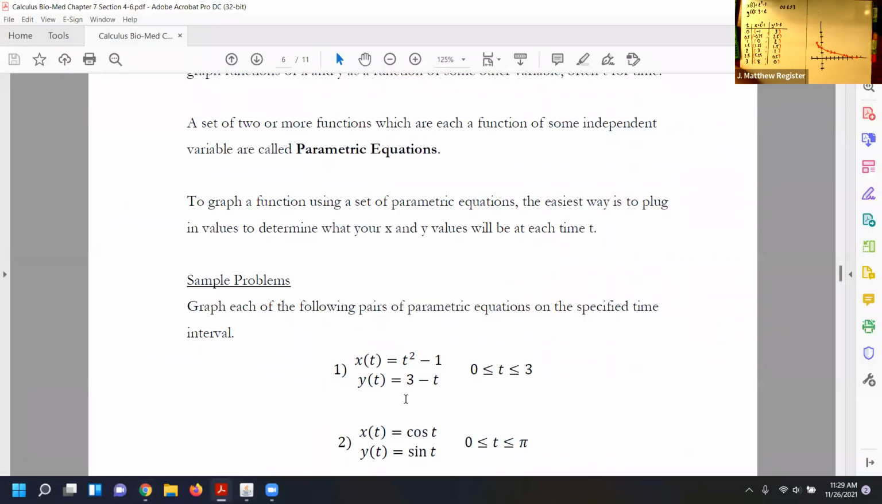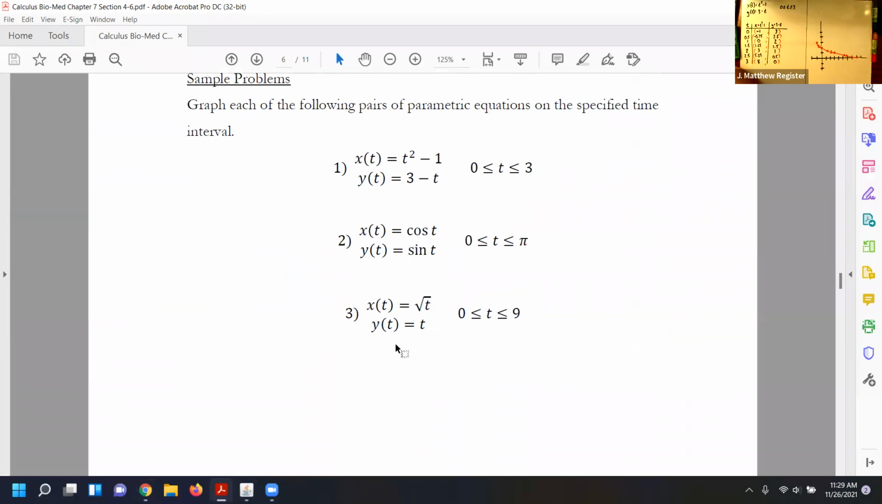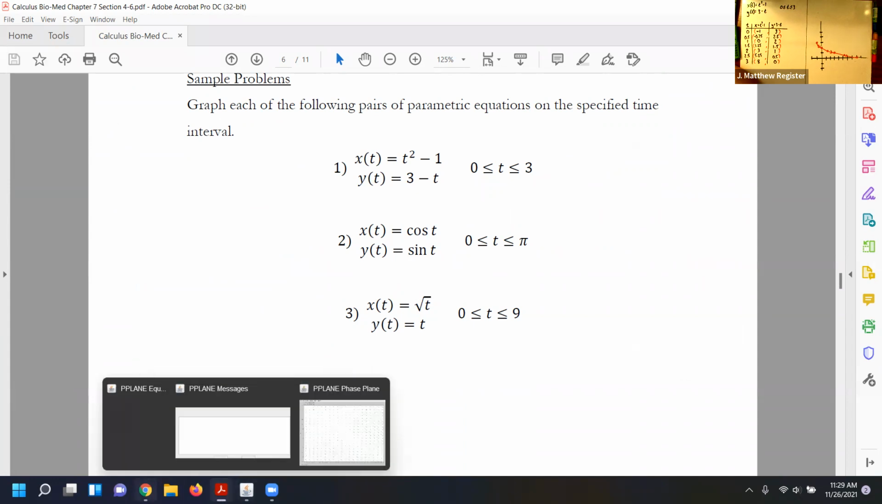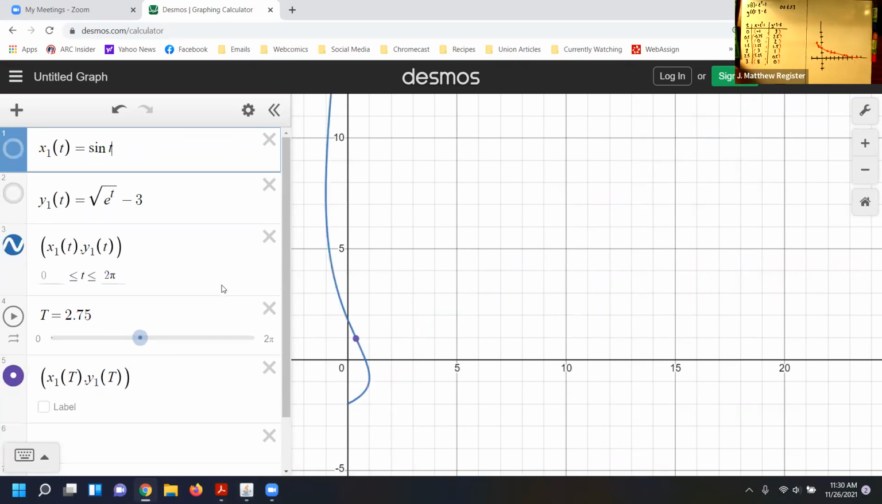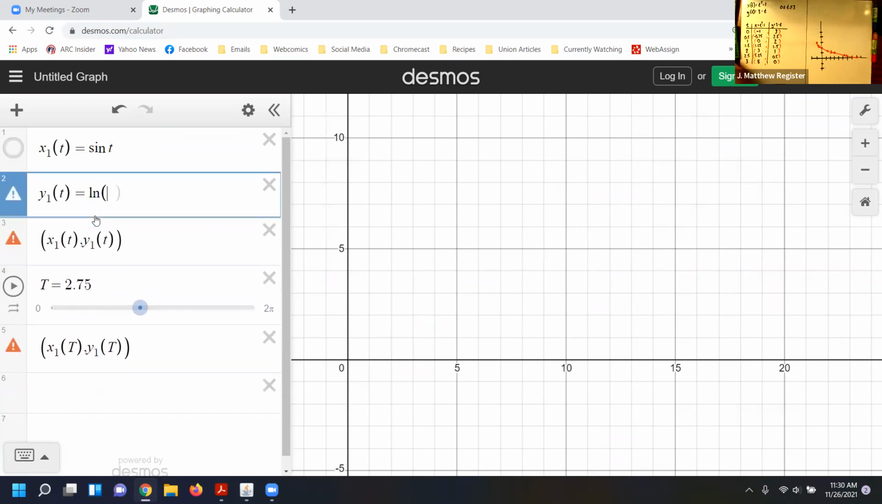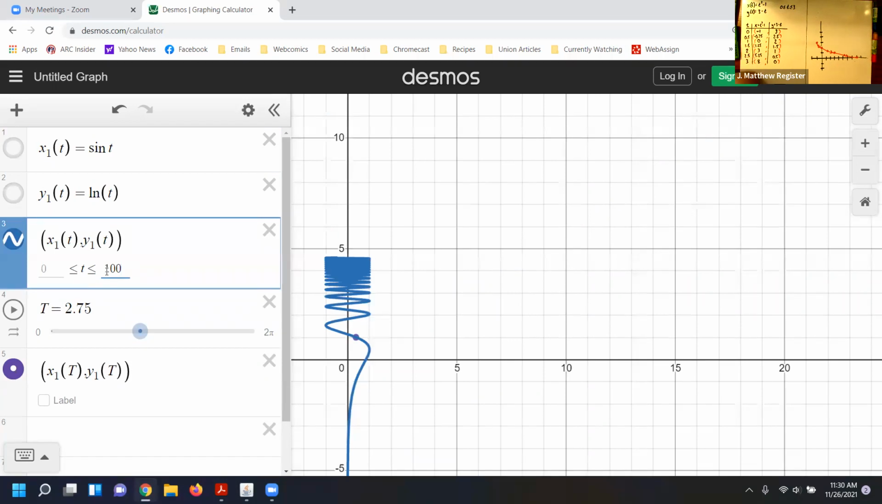Looking at the examples that we have here, we have the cosine t and sine of t, and then we have the square root of t and t. Neither one of those is particularly interesting, but we can model just about anything we want. And so if we want to say that in the x direction, we're going to have a sine function, but in the y direction, we're going to have something which is looking more logarithmic. And what if we want to see what it looks like as we go out to 100? Well, we end up getting a squiggle, which will look something like this.